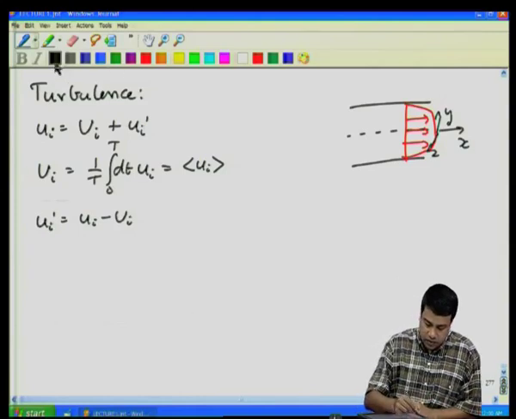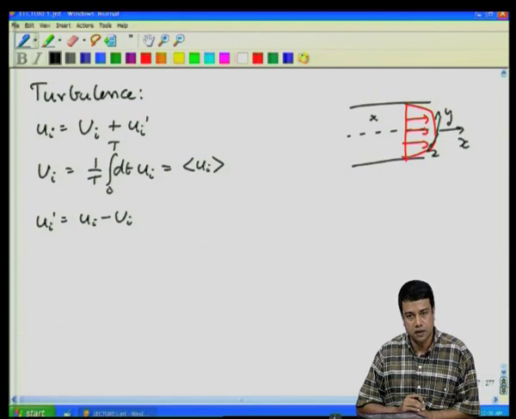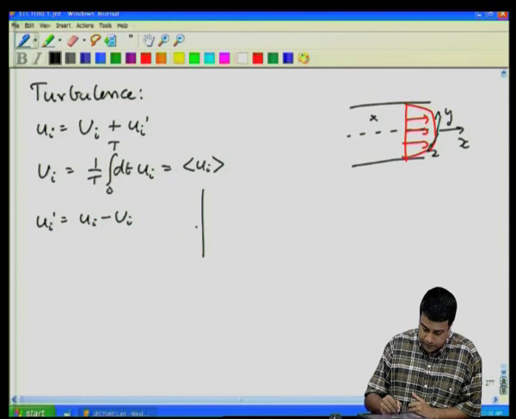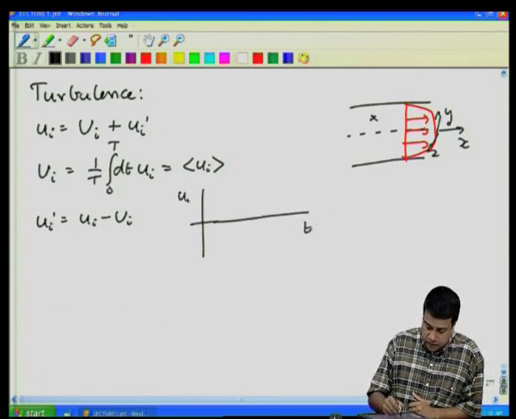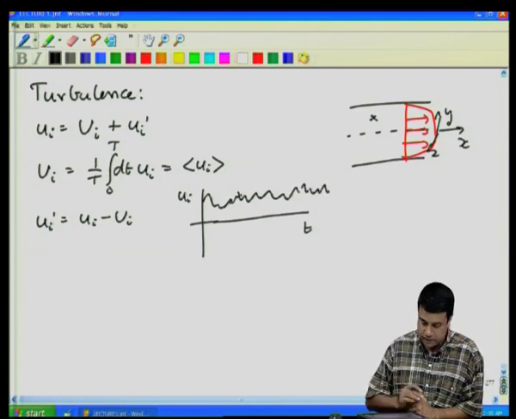So, pictorially what I had said was that at a given location, if I want to find out the mean velocity, what you do is that as a function of time you plot the velocity u I. It would have some fluctuations in it. There would be some fluctuations in the velocity.